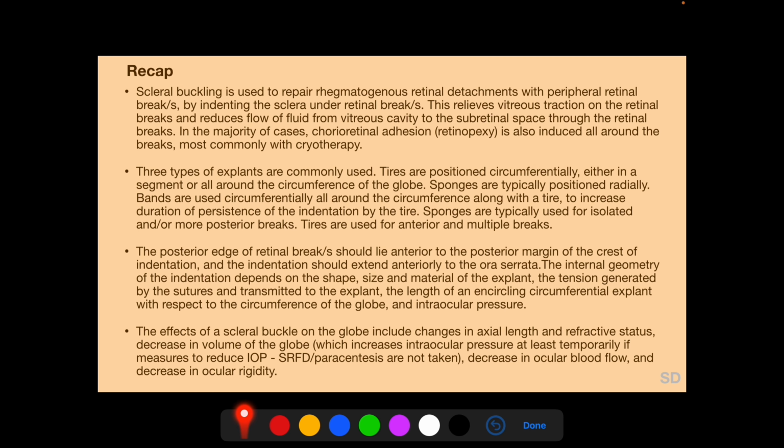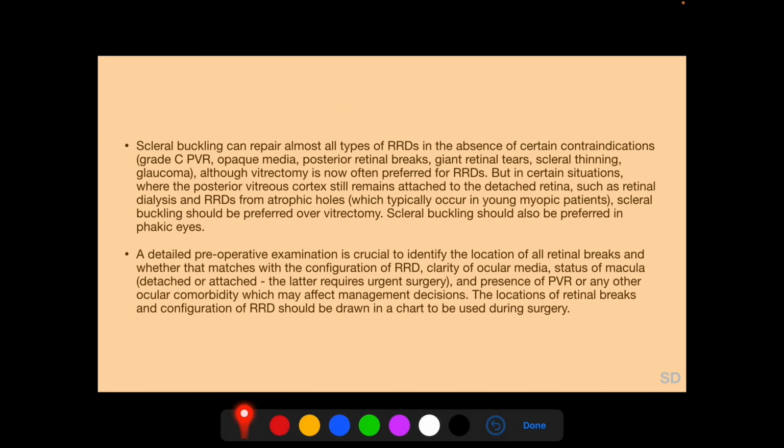The effects of a scleral buckle on the globe include changes in axial length and refractive status, decrease in volume of the globe, which increases intraocular pressure at least temporarily, decrease in ocular blood flow, and decrease in ocular rigidity. Scleral buckling can repair almost all types of rhegmatogenous retinal detachments in the absence of certain contraindications, which include grade C proliferative vitreoretinopathy with full thickness retinal folds, opaque media, posterior retinal breaks, giant retinal tears, scleral thinning, and glaucoma.